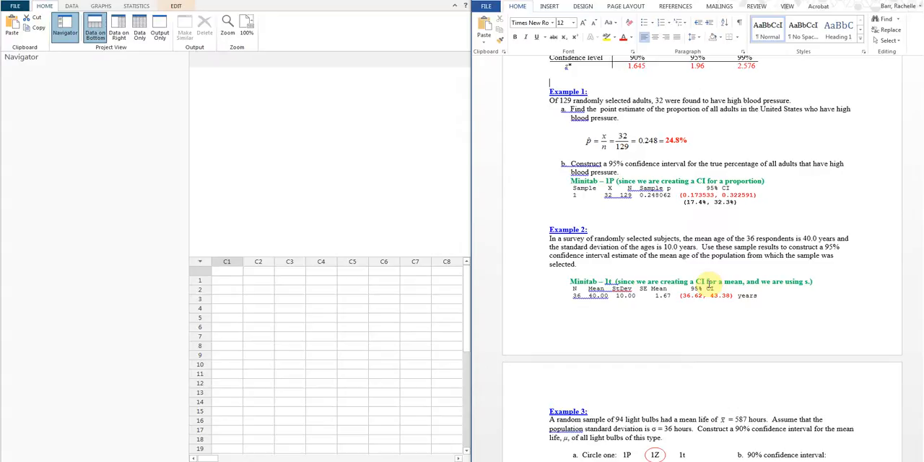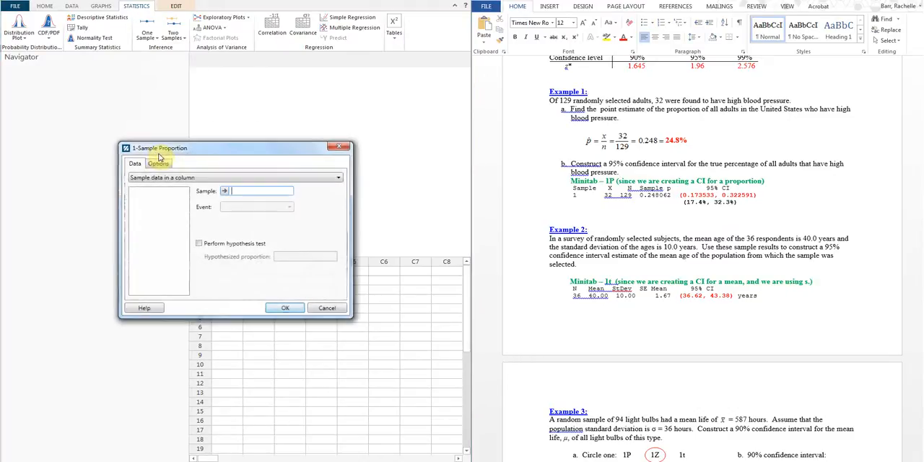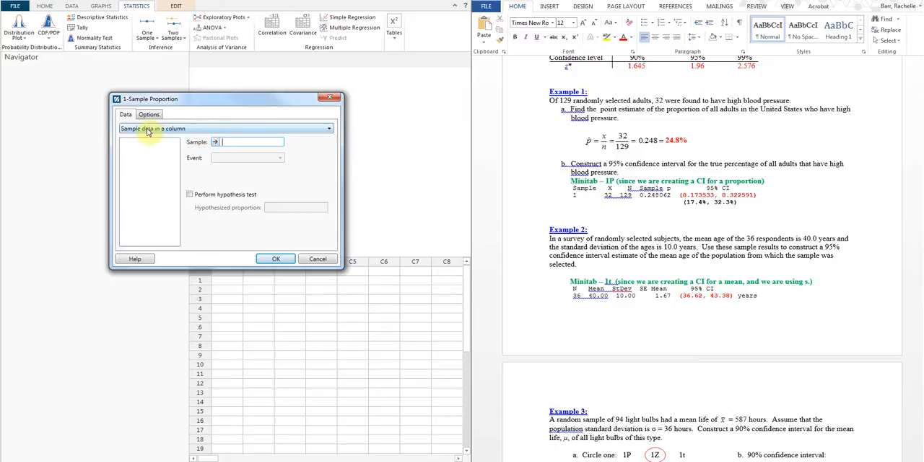So now we're going to construct the 95% confidence interval for the true percentage of all adults who have high blood pressure. To do that, we're going to tab over to the statistics tab, and go down to inference because we're on the inferential end of statistics now. We're going to hit one sample and go down to one proportion, since we're dealing with a proportion, or a p. Here it thinks my data is in a column, but it totally isn't, so I'm going to change this to summarize data. I need to put in the number of positive events that have happened. We count it positive that you have high blood pressure here, strangely enough. And the number of trials I'm looking at is 129.